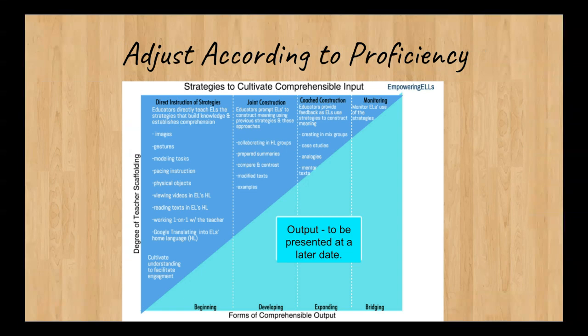This chart shows the degree to which you can offer scaffolds to your students during instruction. On the left-hand side, we have a list of direct instruction strategies, which should be used for students who are at the earlier stages of English language development, or ELP, English language proficiency. As we move over towards the right side of the chart, we can see that the scaffolds begin to decrease, leaving more ownership and responsibility on the student.